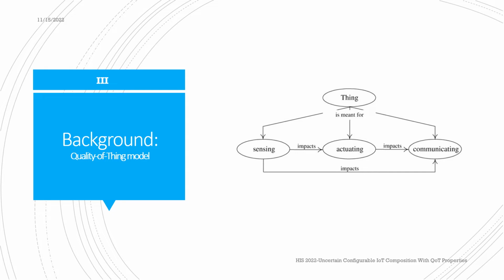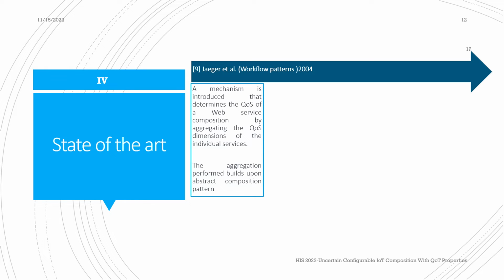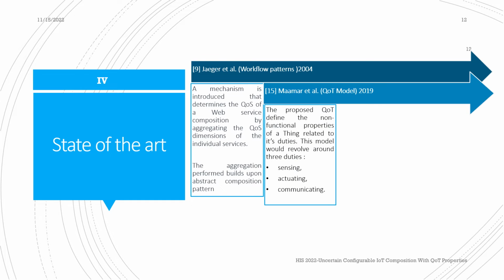of sensing and activating. In this section, we will present the state of the art and the main approaches that motivated our work. Let's start with the work of Jaeger et al. They presented an approach or a mechanism that introduced and determined the QoS of web service composition by aggregating the QoS dimensions of the individual services. The aggregation performance builds upon abstract composition patterns. Second, the work of Mamre et al.